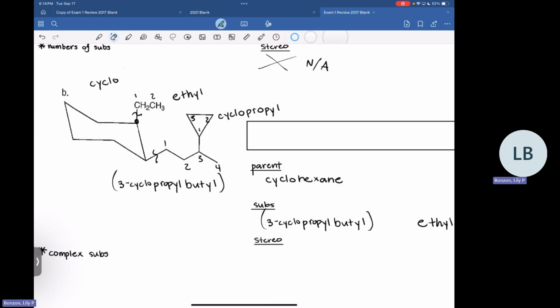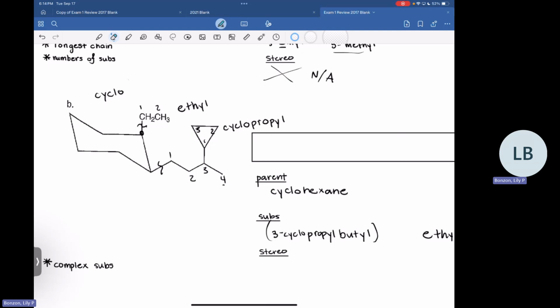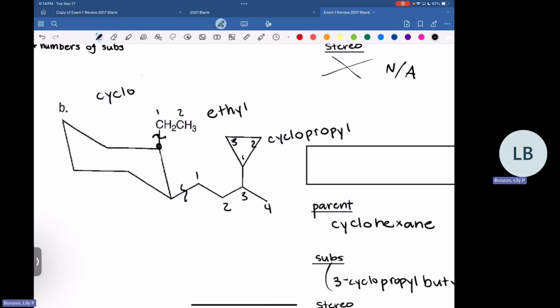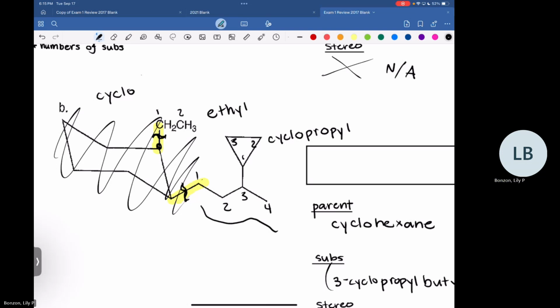Before we get on to the stereo, let's just go ahead and number those real quick. And one other thing I'd like to point out is make sure when you are numbering off of the parent chain that you start from the carbon that is directly attached to the main chain. So for example, if we were just looking at the butyl chain, technically the cyclopropyl would be on a 2. But this is a complex substituent. It's coming off of the main chain, so we have to start numbering from the end of that chain that's connected directly to the cyclo group for the IUPAC convention. So make sure you remember that.